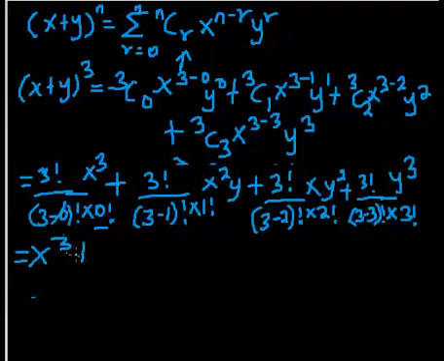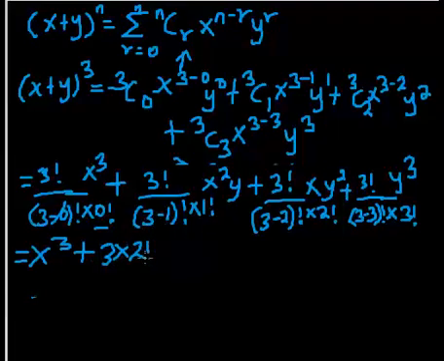Then plus the next term. I have 3 factorial over (3 minus 2) factorial times 1 factorial, which is still 1. Now 3 minus 2 factorial will give me 1 factorial, so I'm going to just do 3 times 2 factorial.